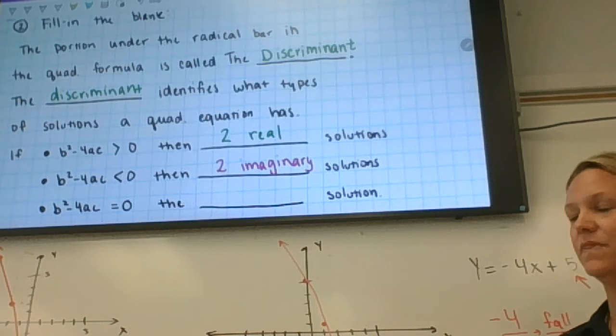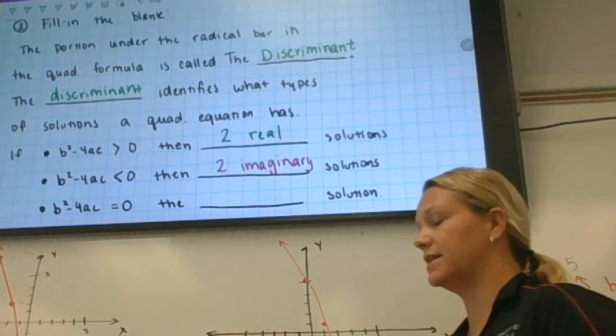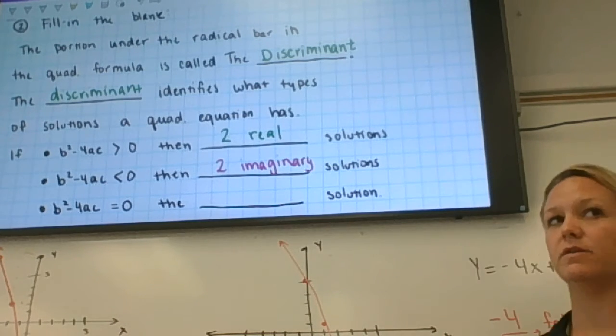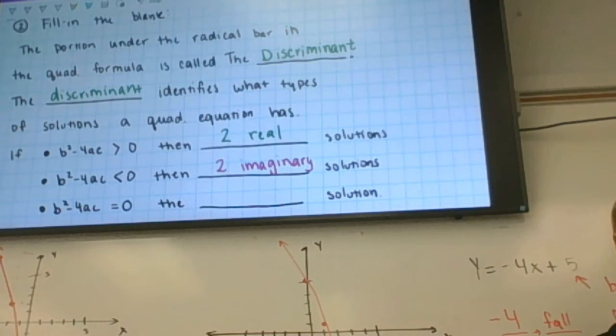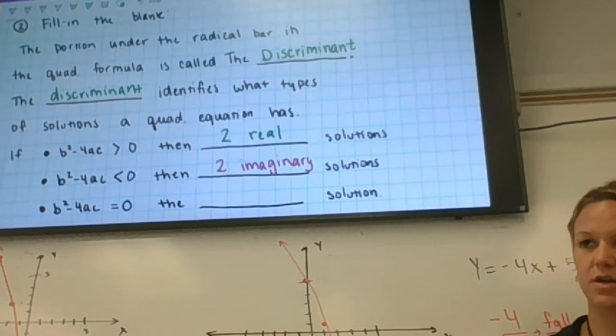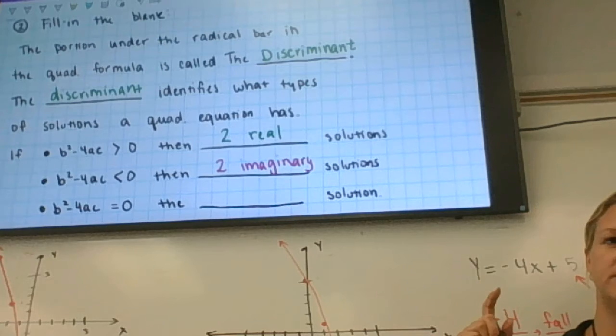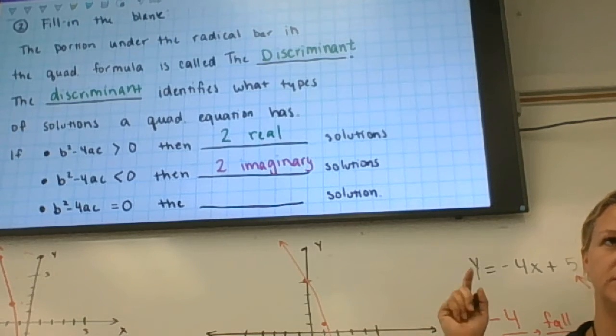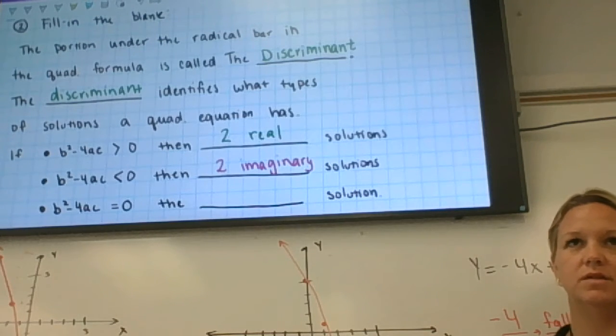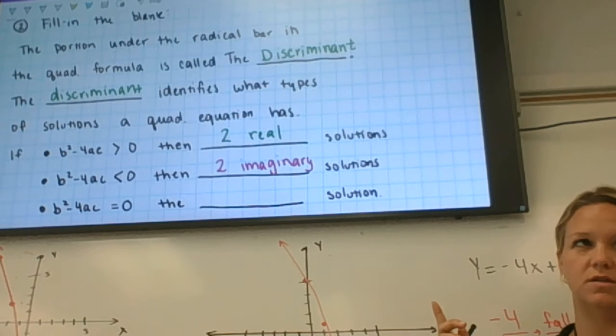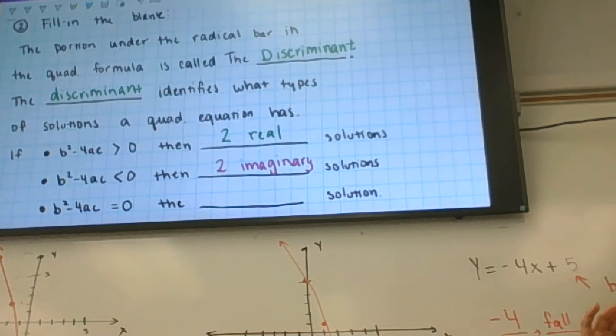And if the radical is exactly 0, you're square rooting 0. You'll end up with a number plus or minus 0. And plus and minusing 0 means it's really only one solution, because you won't get two possibilities.